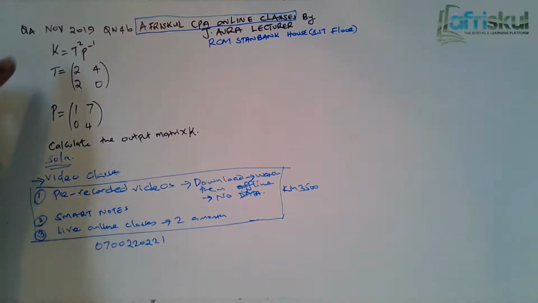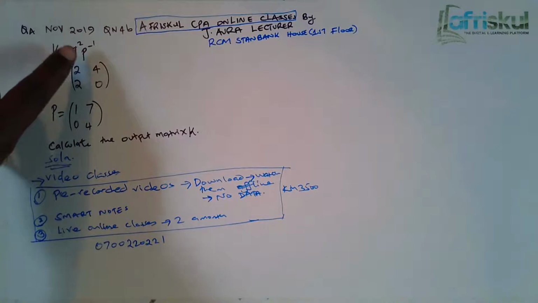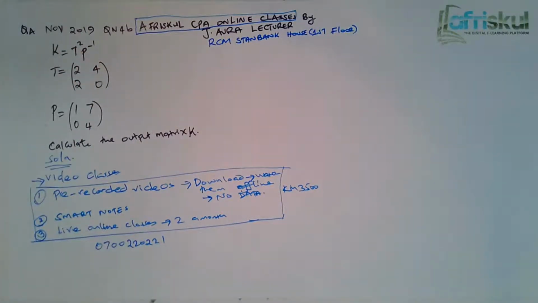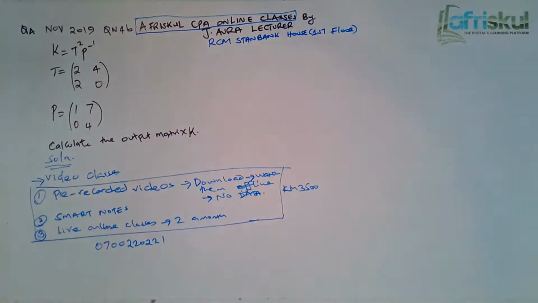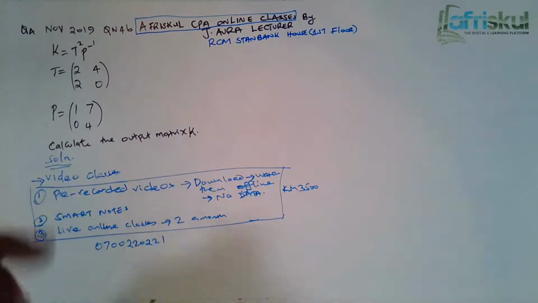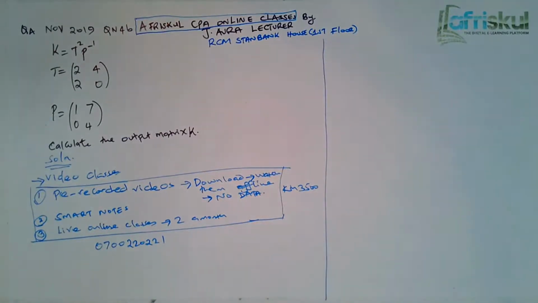They have given us K, the output matrix, which is T squared multiplied by the inverse of matrix P. Then we have T, which is a square matrix, 2 4 2 0. We have P, which has been defined for us. They want us to calculate the output of matrix K. This is quite a simple one.